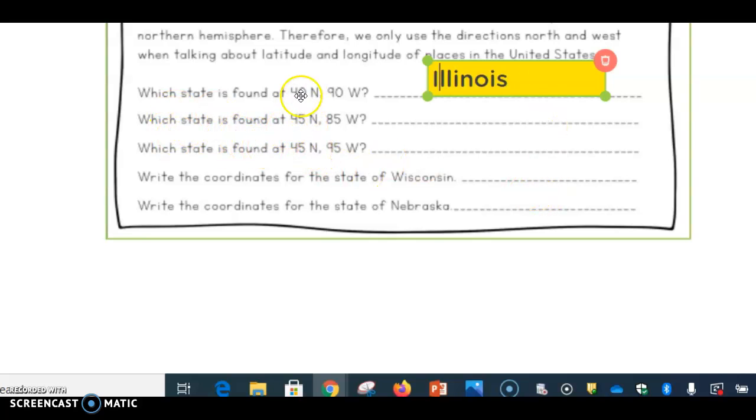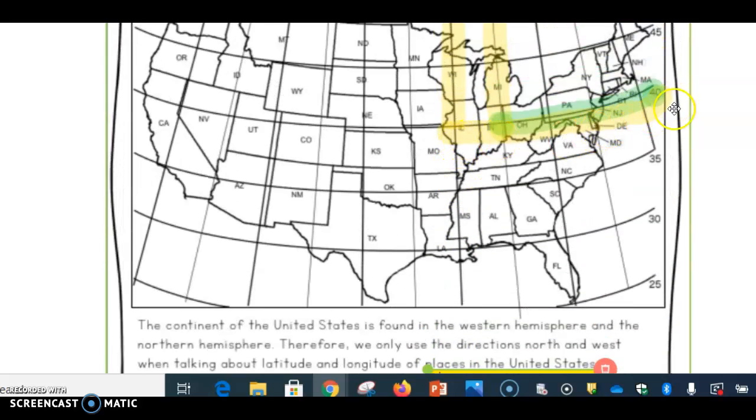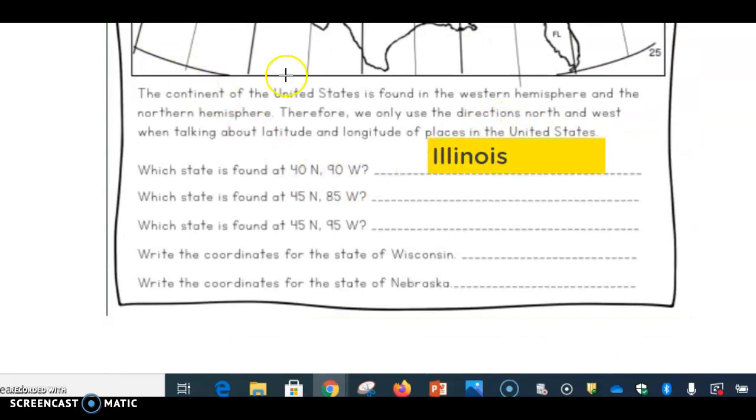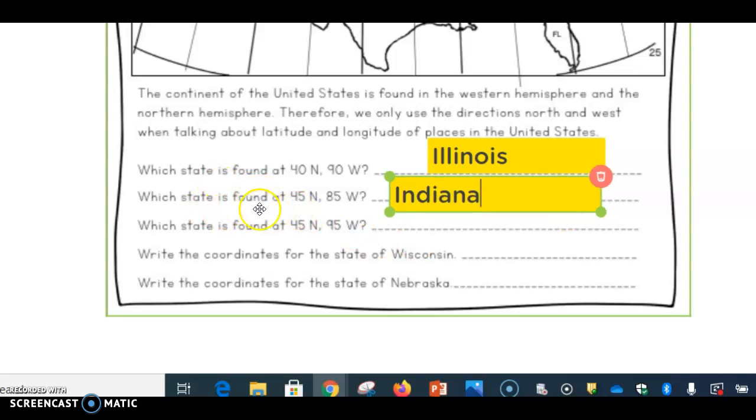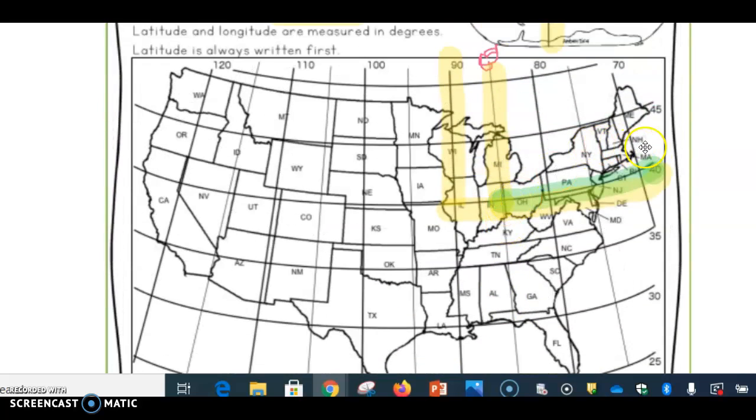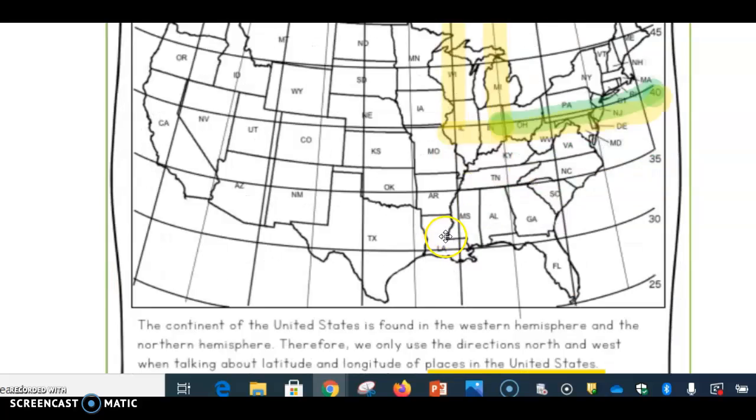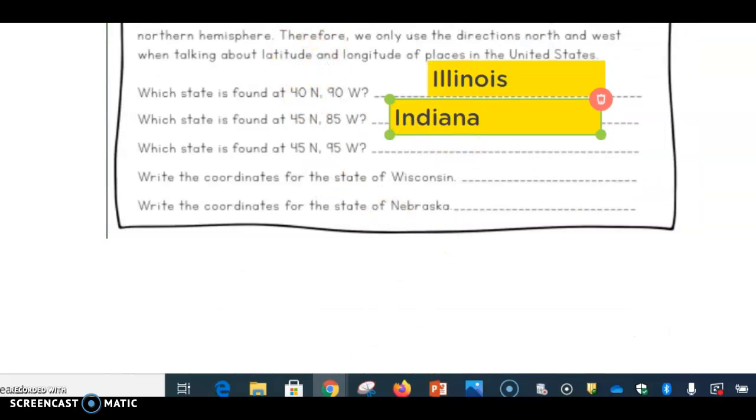Which state is found 45 degrees north and 85 degrees west? It's actually the one we just found. That is Indiana. Indiana. Which state is found 45 degrees north and 95 degrees west? So that would be on this side, 95. So that would be, looks like Missouri. Missouri.